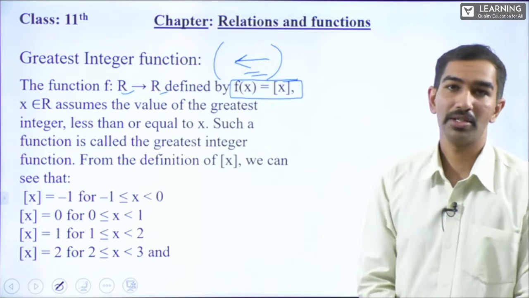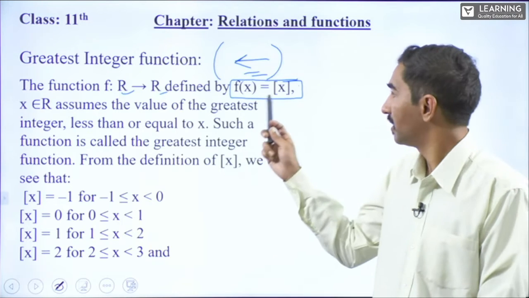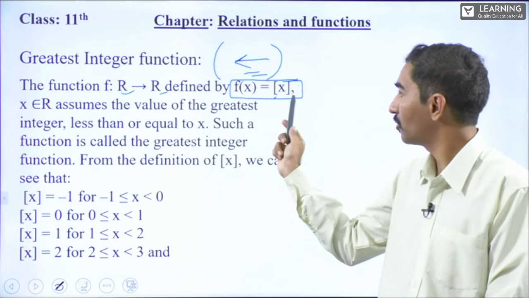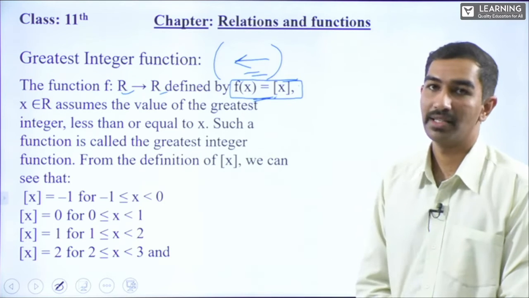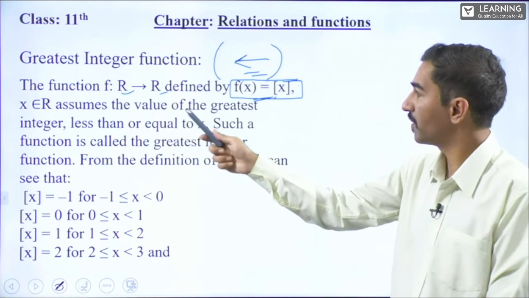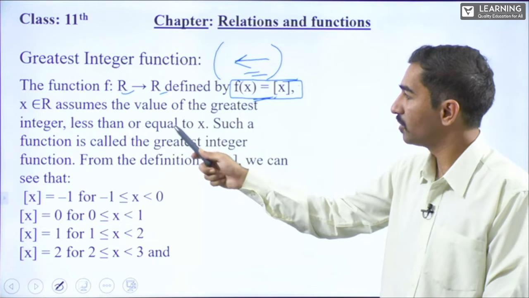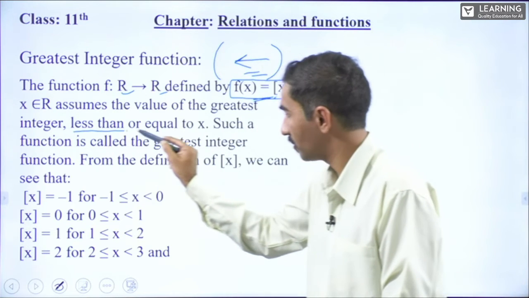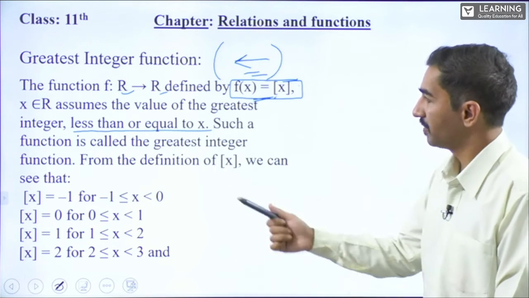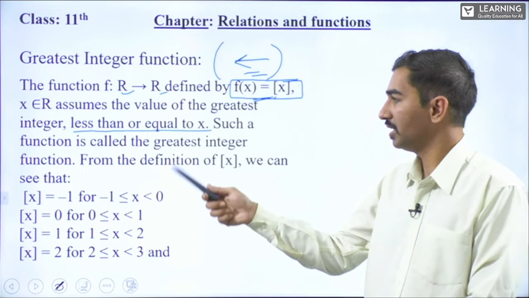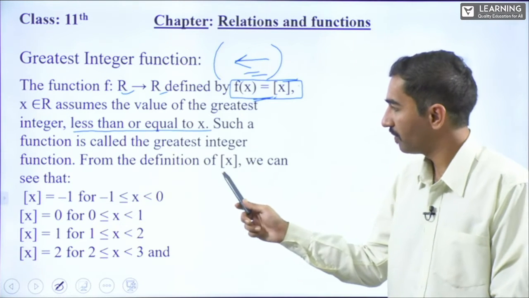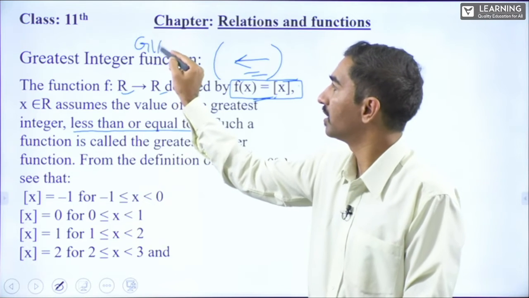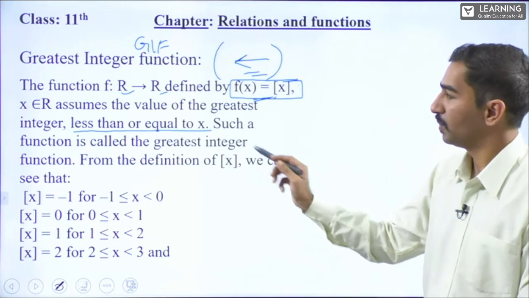represent, or this is how you have to identify a function. If you see this, then you have to think what it is: a greatest integer function. This is how you have to represent the greatest integer function. Okay, x belongs to R assumes the value of the greatest integer less than or equal to x. This point is important. Less than or equal to x. Such a function is called the greatest integer function from the definition of GIF. Okay, so this is again what? GIF, greatest integer function.